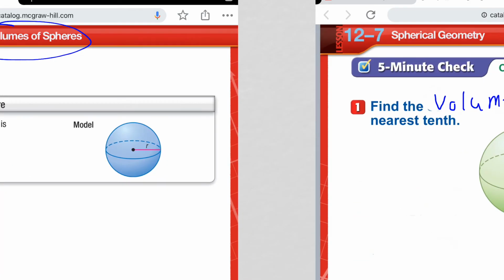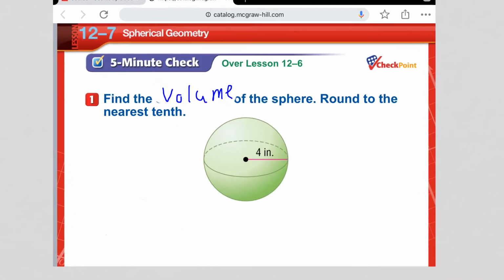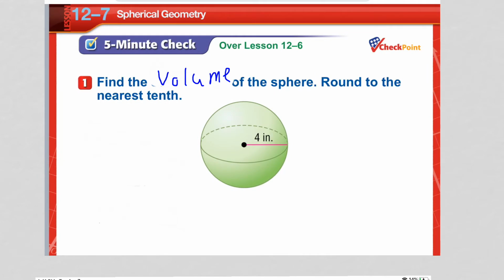So let's go ahead and start this. So here's our sphere. This one, yes, I did change it, because I wanted to find the volume of the sphere. We're going to round to the nearest tenth, so notice we're staying pretty consistent with doing nearest tenth.